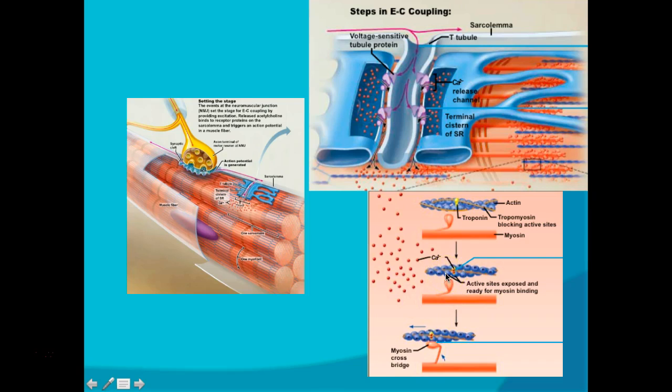attach. And remember, the cross bridge formation is going to start when we have an energized myosin head, okay? And we need our ADP and inorganic phosphate to leave the myosin head in order for the power stroke to occur. And that means we're shifting this actin filament in toward the M line. So here's our M line here in the background. So these actin filaments are going to start moving on in, and that is causing the muscle fiber to shorten.